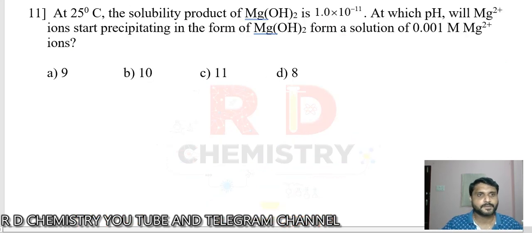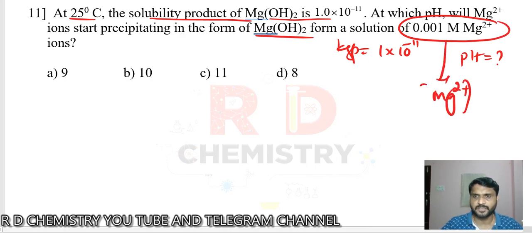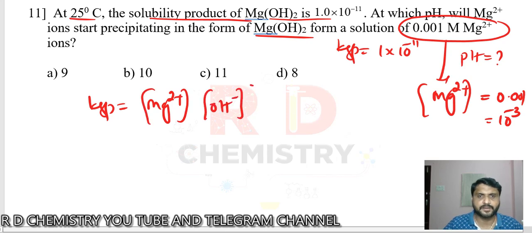Question number 11. At 25 degrees, the solubility product of magnesium hydroxide is given. That means the Ksp is mentioned as 1 into 10 power minus 11. At what pH will magnesium 2+ ion start precipitating in the form of magnesium hydroxide in the solution? The magnesium ion concentration is mentioned as 0.001, that means 10 to the power minus 3 molar. So we have Ksp equal to magnesium 2+ ion concentration and hydroxide OH- concentration squared. This is the way of writing.